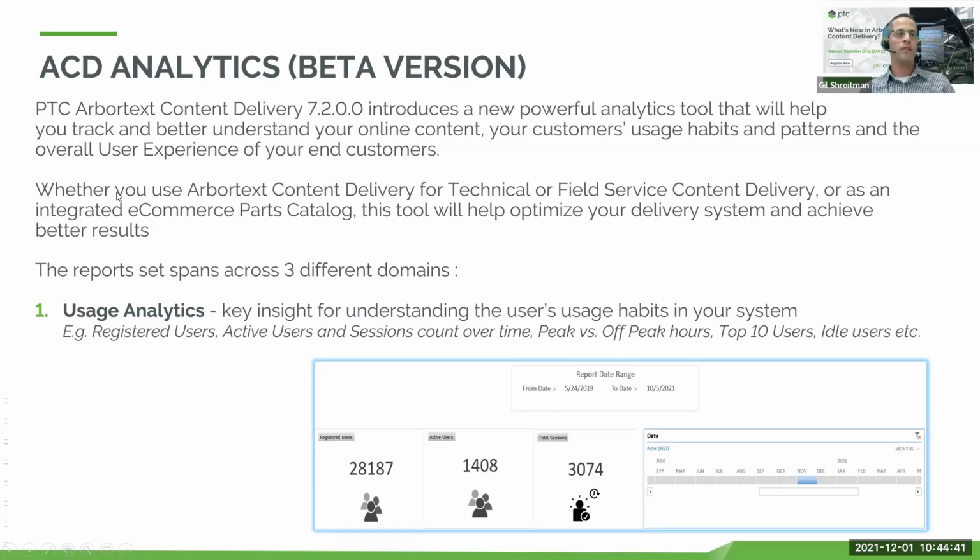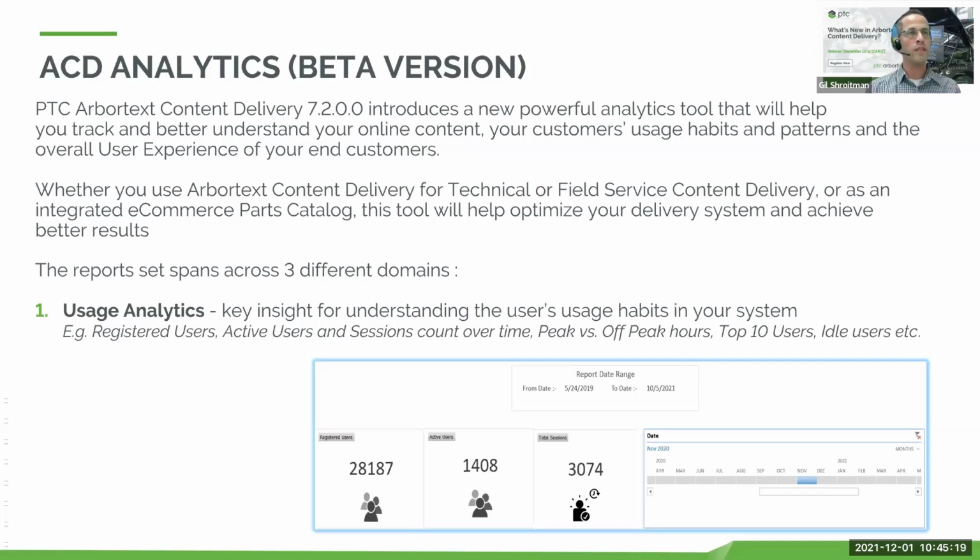And lastly, another important and powerful tool that we're introducing in this version is going to be the ACD Analytics. Again, it's a beta version at this point, so it's not going to be fully productized, but we thought of introducing it because it's a very powerful analytic tool that will help you track and better understand your online content, your customers' usage habits and patterns, as well as improve the user experience to get better results from Arbortext Content Delivery. And the reports set spans across two different domains or report set domains.